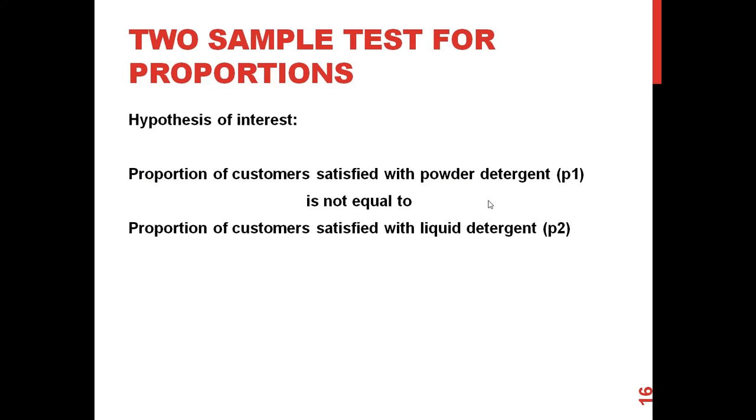So my hypothesis of interest is that the proportion of customers satisfied with powder detergent is not equal to the proportion of customers satisfied with liquid detergent. So my null hypothesis is always in terms of equality, and the alternative hypothesis is P1 not equal to P2. That is, P1 minus P2 is not equal to 0.